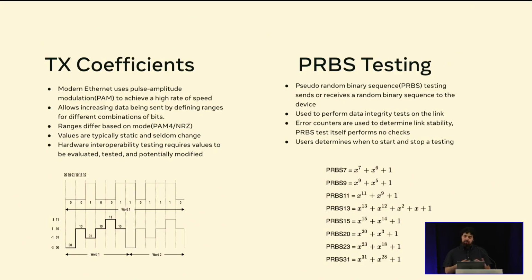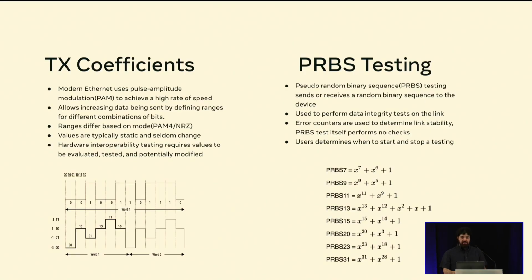So how are we testing if these TX coefficients are valid for us? Well, we're doing PRBS testing, or pseudo-random binary sequence testing, and this sends or receives random binary sequences to the device. It's used to perform data integrity tests on the link. So we actually don't have the link up. We're just sending these random bit streams, validating that we're not getting errors, and we use error counters to determine the link stability.